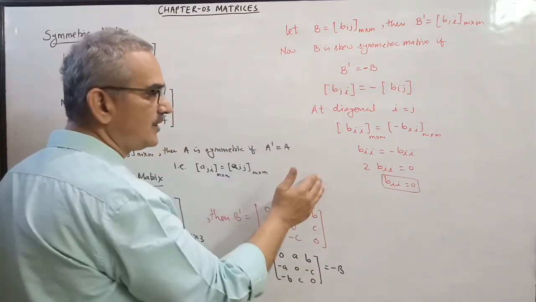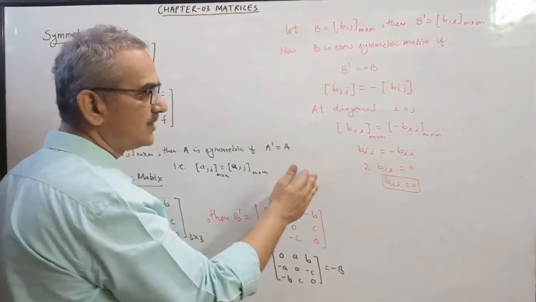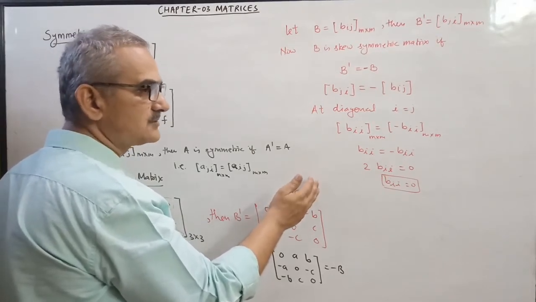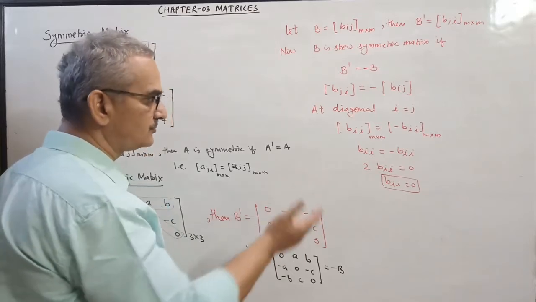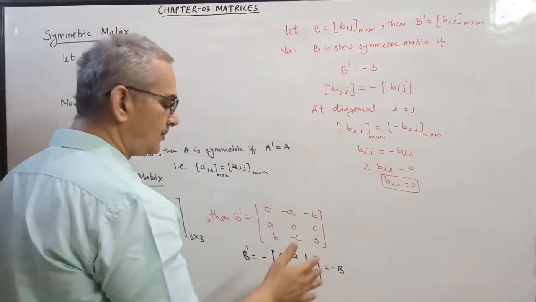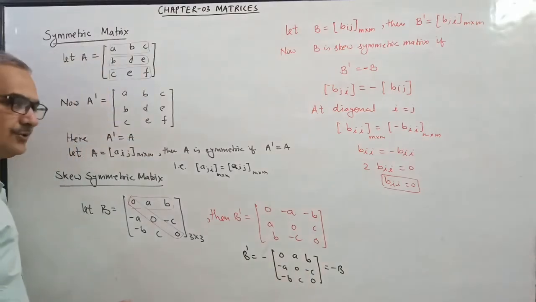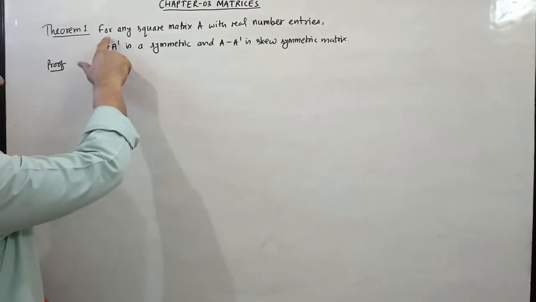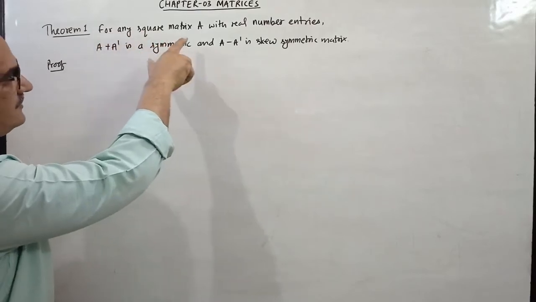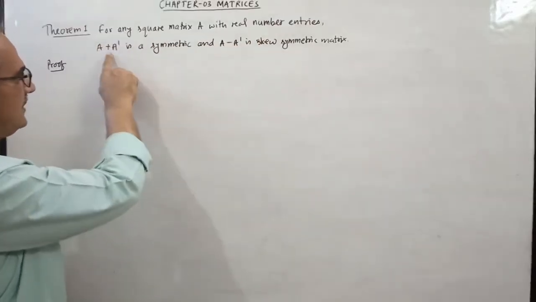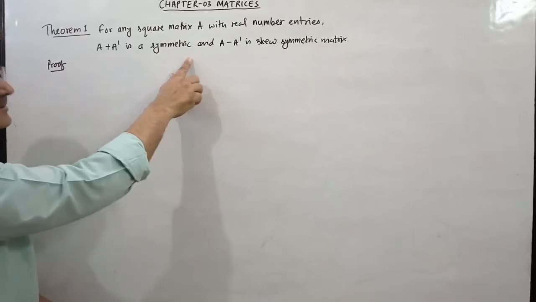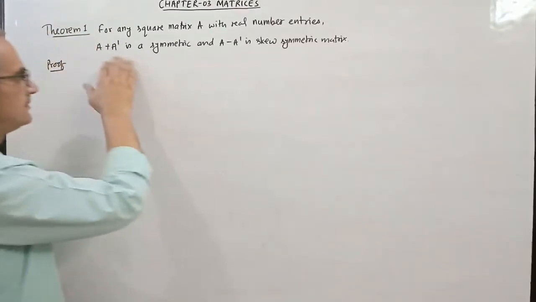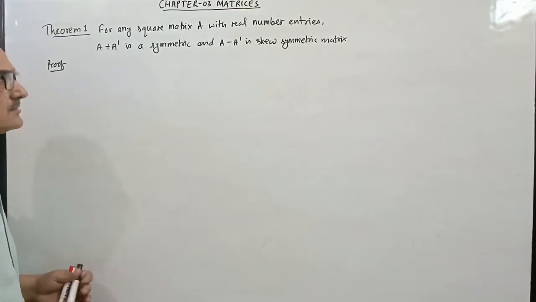So that's the proof. In a 1 mark or 2 mark question, they can ask you to prove that all the diagonal elements of a skew symmetric matrix are 0. So in this way you can prove it. Okay, I hope that this is clear to you. Now we have Theorem 1. Theorem 1 is saying that for any square matrix A with real number entries, A plus A dash is a symmetric matrix and A minus A dash is a skew symmetric matrix. So this question can be asked in 2 marks.